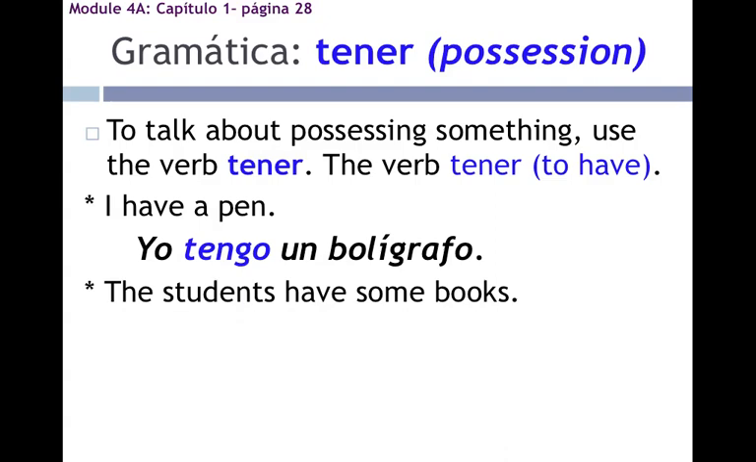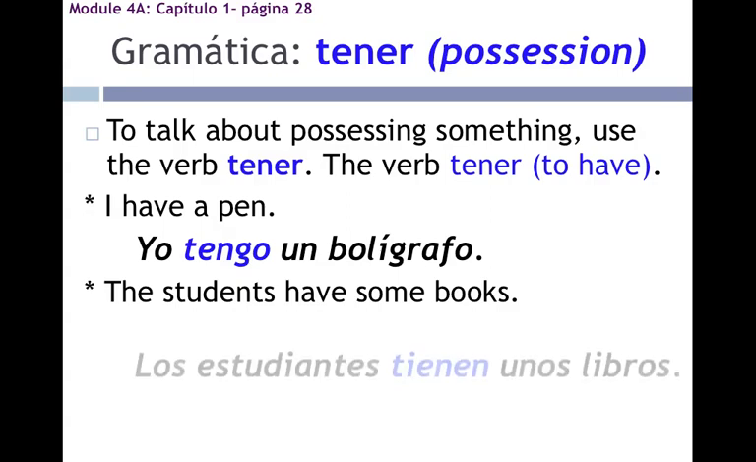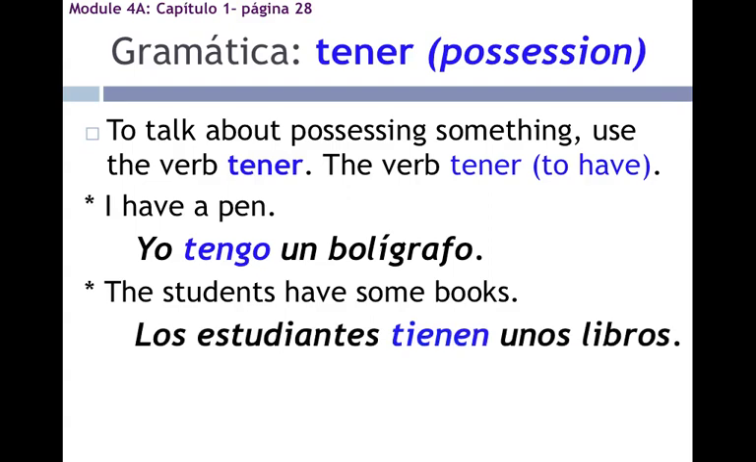Now think about it. Come up with the word for the students and then think, what would I replace the students with? Which subject pronoun? Would I replace the students with I, you, he, she, we, they? They. Okay, so that's going to give you the correct form of the verb tener to use. The students have some books. Los estudiantes tienen unos libros. So you do that little switch thing in your mind as a way to help guide you to the form of the verb you would use, which is tienen, because you could replace los estudiantes with ellos in your mind, giving you the correct form.